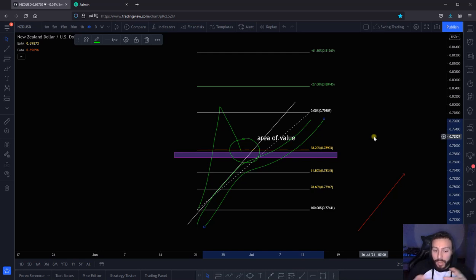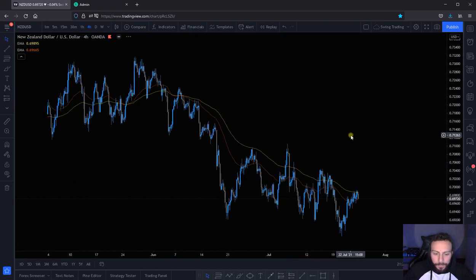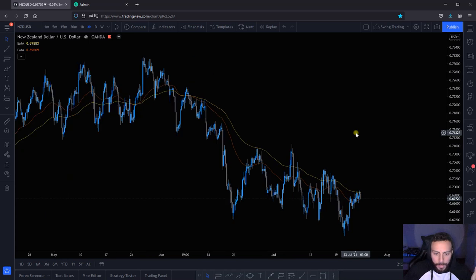So from your area of value, you make a decision whether to buy or sell. There's still a lot more to go. You still have to try to find a good entry, but taking a step back, these are good opportunities to buy and sell. Let's take an example of what it looks like on an actual chart. Okay, so this is one example here.